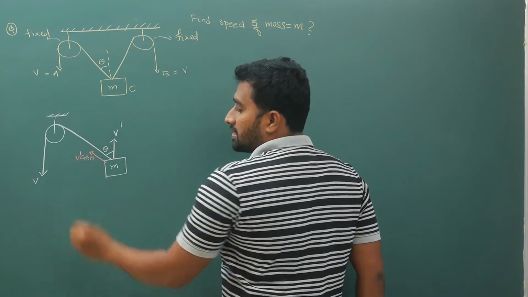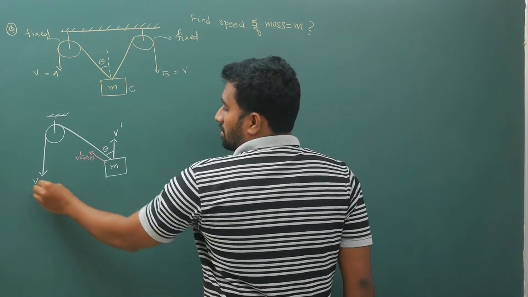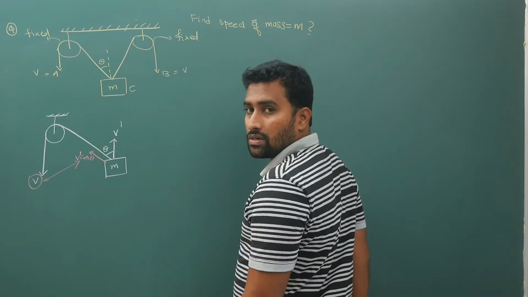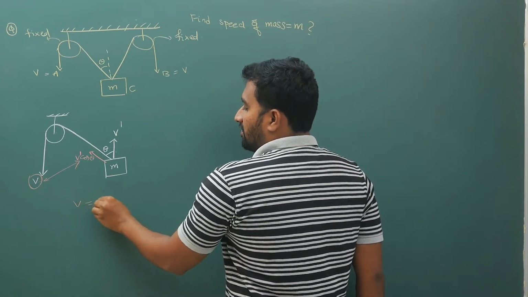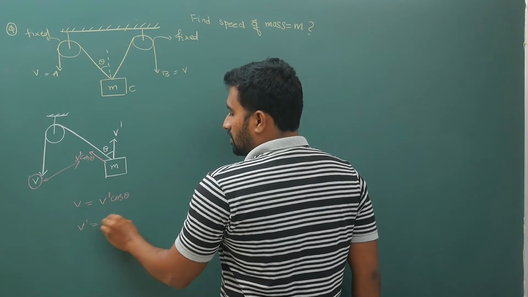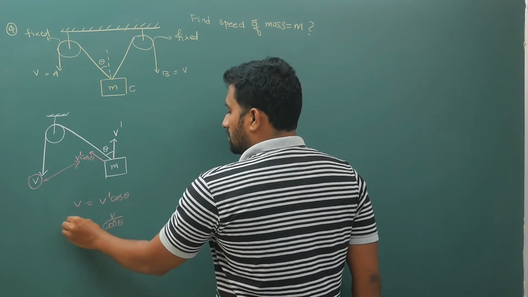V dash cos theta is the velocity component, and this value of velocity is V. So these two are supposed to be equal. V is equal to V dash cos theta. V dash is equal to V by cos theta.